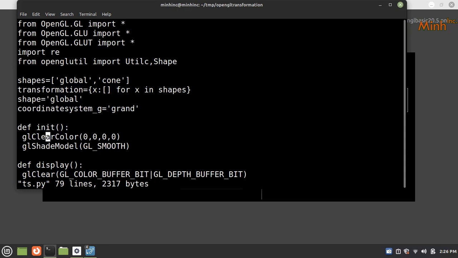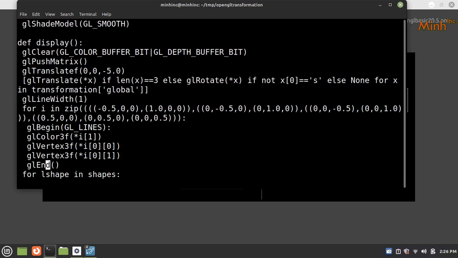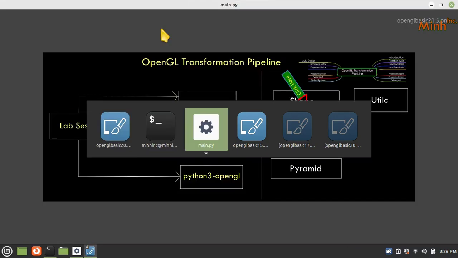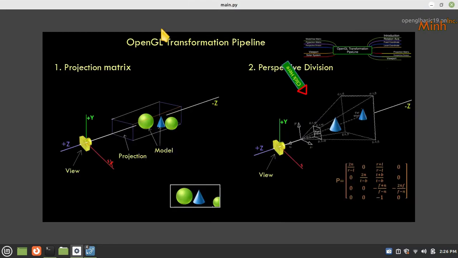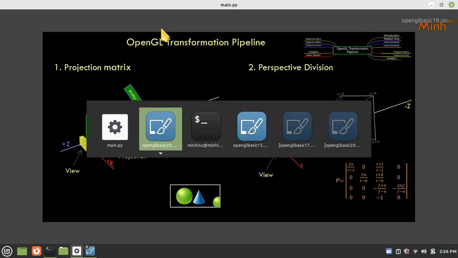In init we clear the buffer and shade model is smooth. So in display we clear the color buffer bit and depth buffer bit. Push matrix, we translate minus 0.5, so we push the projection matrix. So here, projection matrix, so this is the actual axis, so this axis would now move to this location 0.5, so that it will be inside the projection.